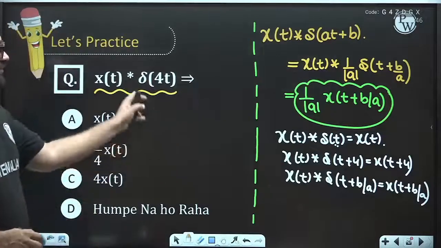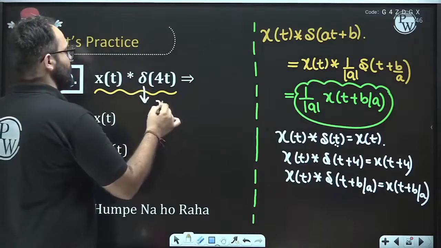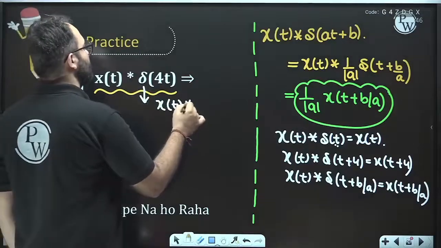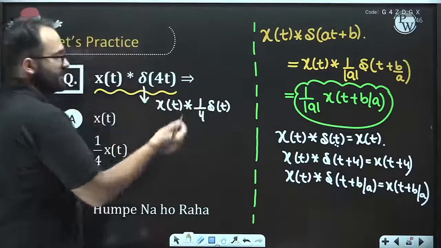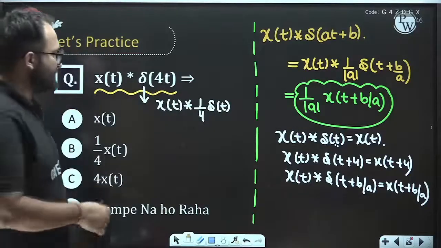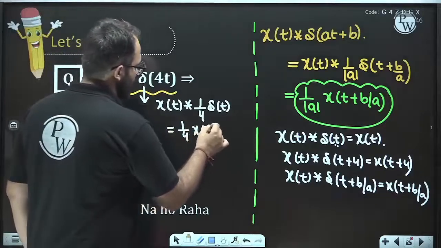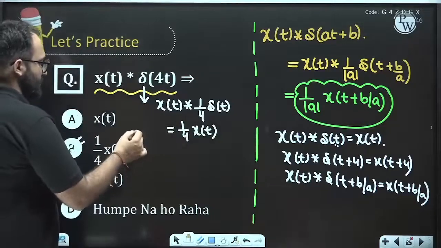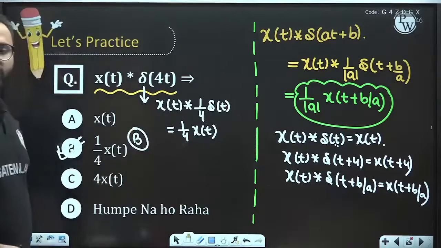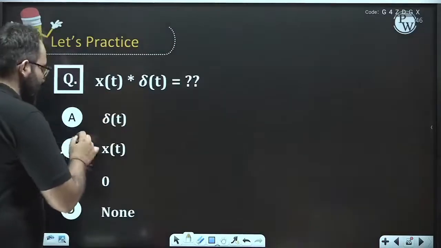Great. So now let's come back to the question. This can be written as x(t) convolve 1 upon 4 delta(t). So x(t) convolve delta(t) is equal to x(t) itself, so the result will be 1 upon 4 x(t), that is x(t) by 4. So I think B is the correct answer. I think all of you are able to do it. Great.